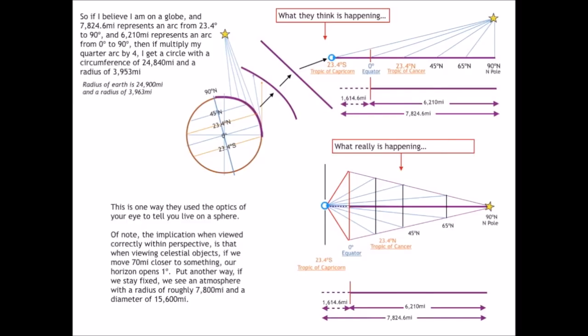So this is one way they use the optics of your eye to tell you that you live on a sphere. Of note, the implication when viewed correctly within perspective is that when viewing celestial objects, if we move 70 or 69 miles closer to something, our horizon opens up about 1 degree, or it moves along 1 degree within perspective. Put another way, if we stay fixed, we see an atmosphere with a radius of roughly 7,800 miles and a diameter of 15,600 miles.